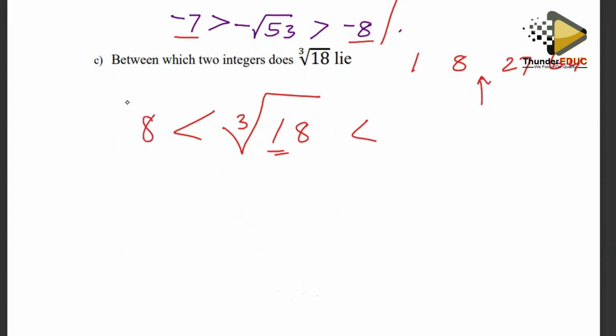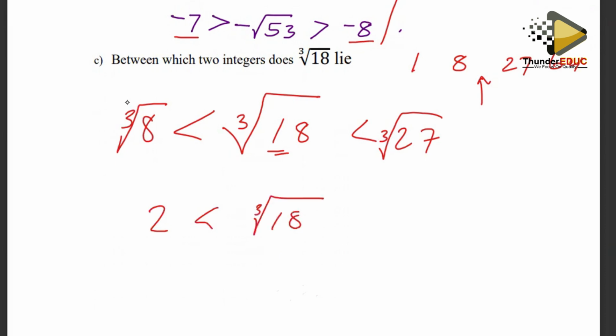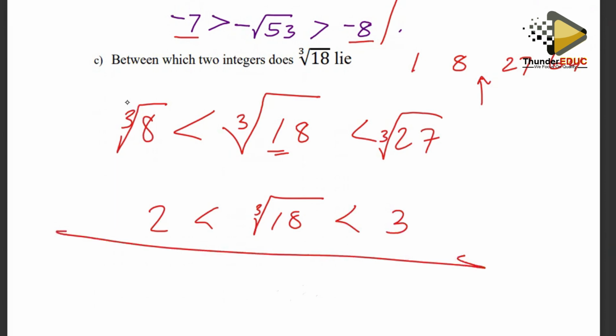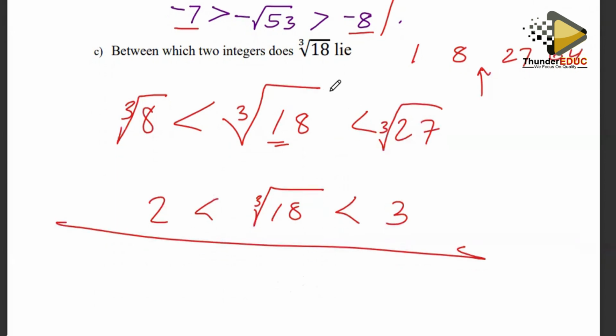So I'll start with 8 and then 27, and then find the cube root there. So cube root of 8 is 2. And then this is going to be cube root of 18. Then cube root of 27 is 3. Then that becomes the answer: between 2 and 3. All right, so that is how we determine the consecutive integers where to find the irrational numbers.